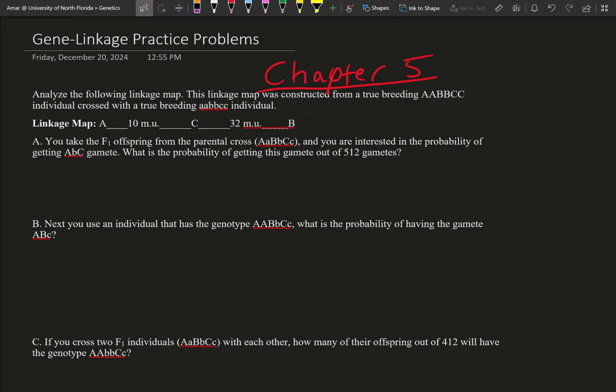There are a couple of things that you should know before we begin for gene linkage. The first thing is that you should never use the branching method or matrix method to solve for a particular genotype or phenotype proportion from a cross, especially if all the genes are linked. So never, never, never use that, okay?